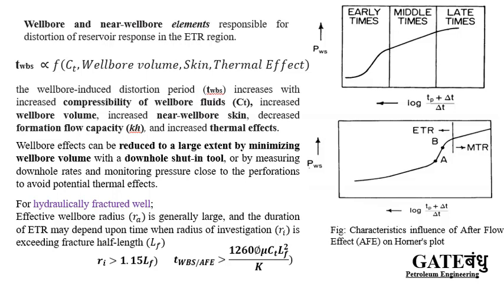For this, note that Ri, the radius of investigation, must be greater than 1.15 times the fracture half length. Or from this you can calculate back that the time of wellbore storage or afterflow effect for a fractured well must be greater than 1265 μ ct fracture half length squared divided by K. This is a simple concept from the radius of investigation, that the time for well testing must be greater than this to reduce the effect of the early time region, and only after that time will you get the middle time region.